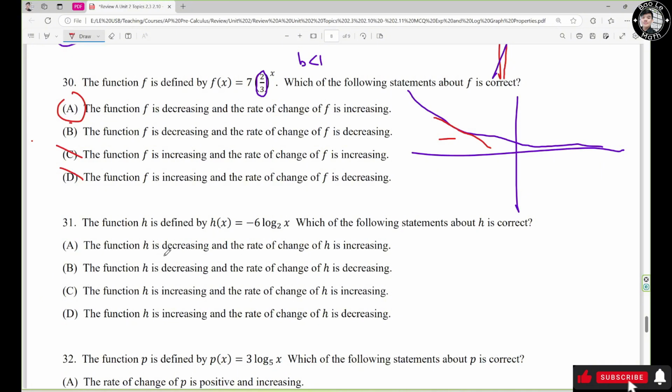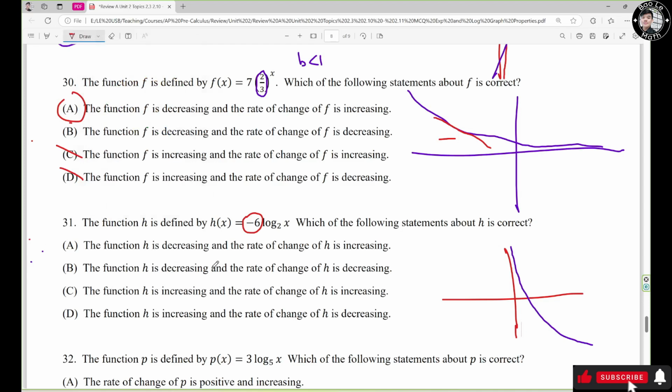Now number 31. The function h is defined as negative 6 times log base 2 of s. So I'm going to sketch this one. We know that the logarithmic function is going to be something like this, right? Since a equals negative 6, there is a reflection over the x-axis. So it could be something like this, right?